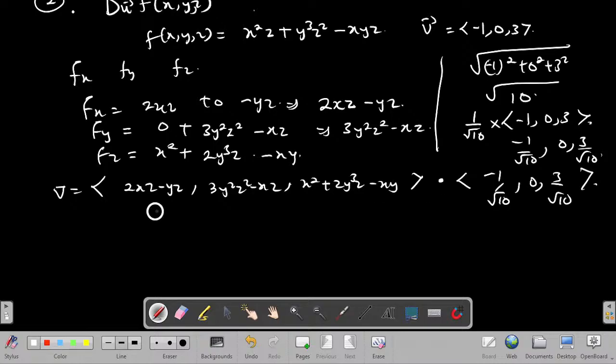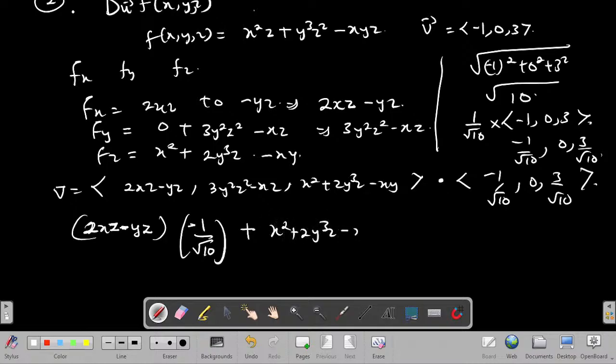At this point, my solution becomes 2xz minus yz times -1 over root 10. Then you realize that the second one becomes 0, so I wouldn't even add a plus. Then x squared plus 2y cubed z minus xy times 3 on root 10.